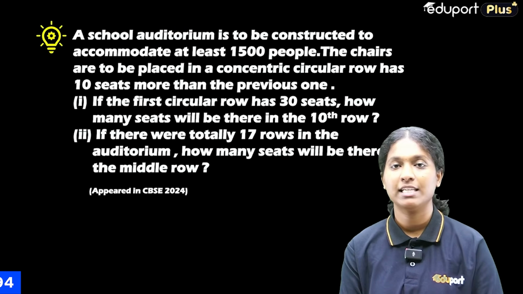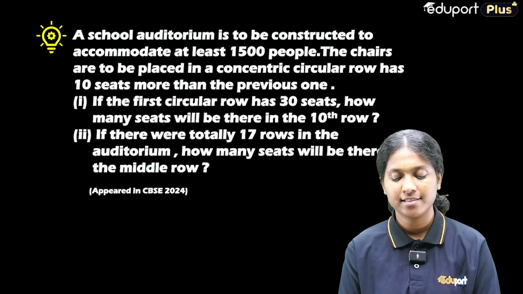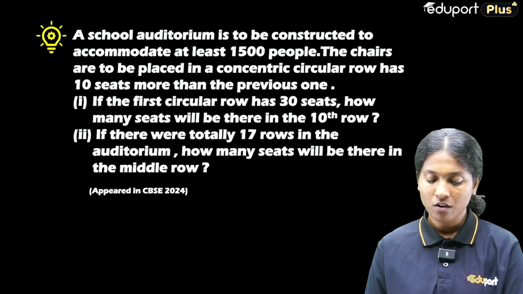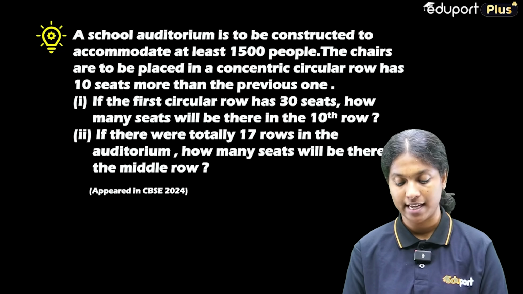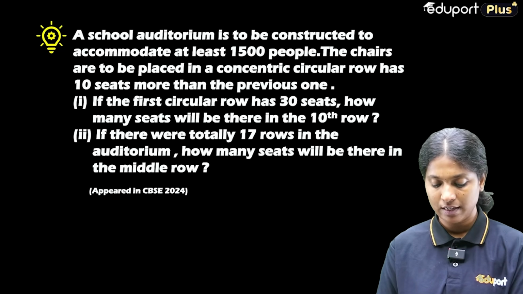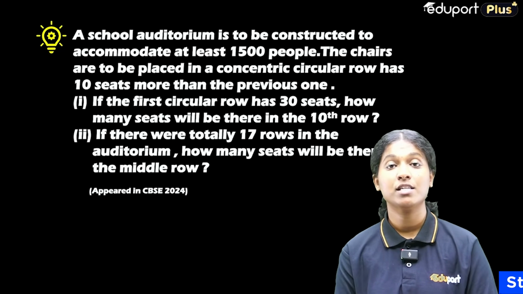Now, let us see the word problems, that is the application of AP, based upon the nth term and based upon the sum of n terms. The first question is based upon the nth term. A school auditorium is to be constructed to accommodate at least 1500 people. The chairs are to be placed in concentric circular rows, each row has 10 seats more than the previous one. If the first circular row has 30 seats, how many seats will be there in the 10th row? And if there were totally 17 rows in the auditorium, how many seats will be there in the middle row? This question appeared in CBSE 2024.